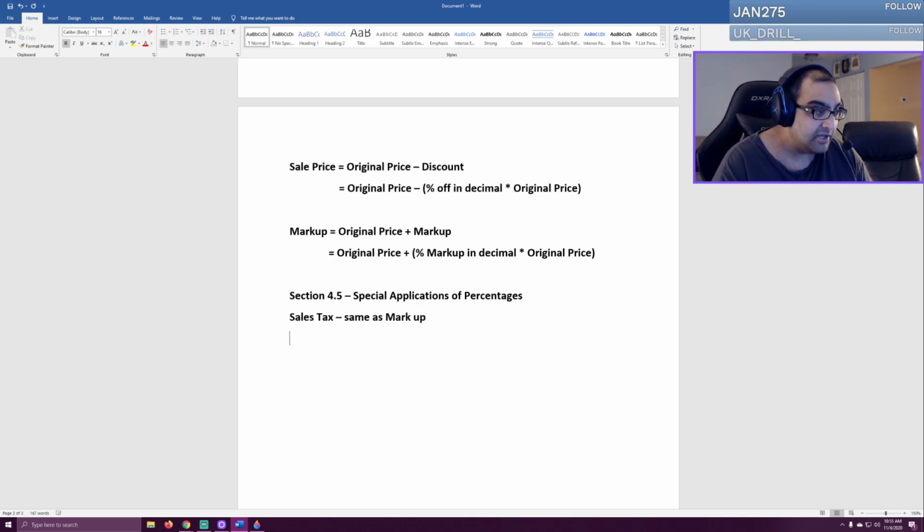Again, the only difference is that instead of markup and the original price, you would take the total amount of the items that you had bought. So instead of original price, you replace it with total for items bought.